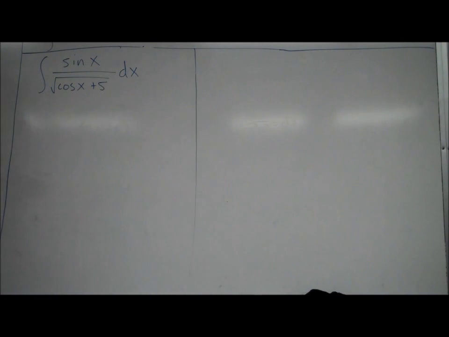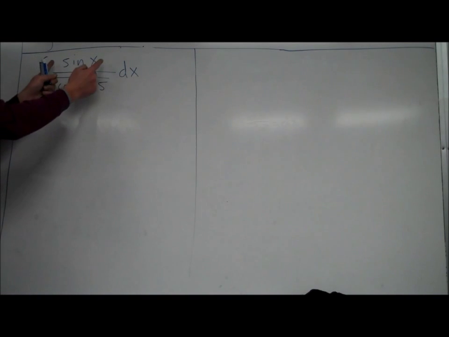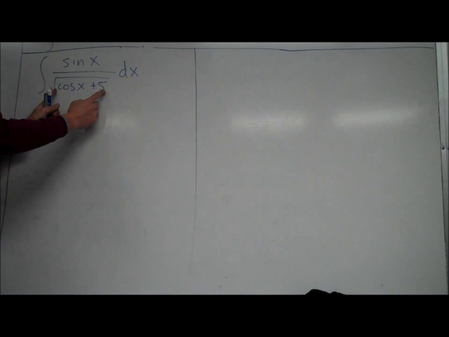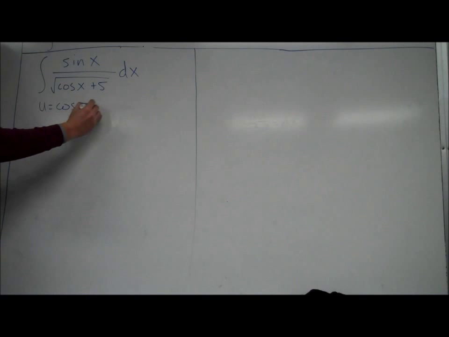So when I look here, this cosine of x plus 5 is the inner function. The sine of x is outside, so I notice that cosine of x plus 5 is the inner function, so I want to test what the derivative of that would be. Well, the derivative of that is going to be negative sine. So that's a good thing because I have a sine out here and that'll cancel. Okay? So in this case, I'm going to let u equal cosine of x plus 5.